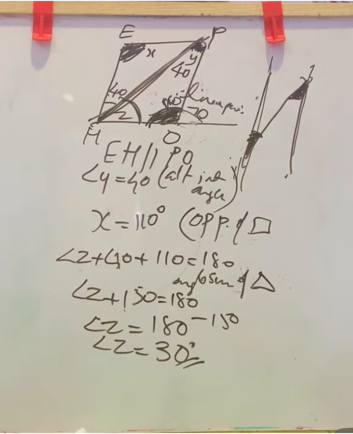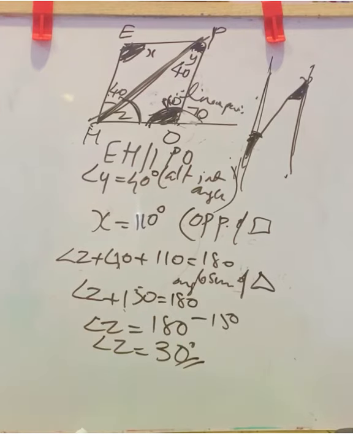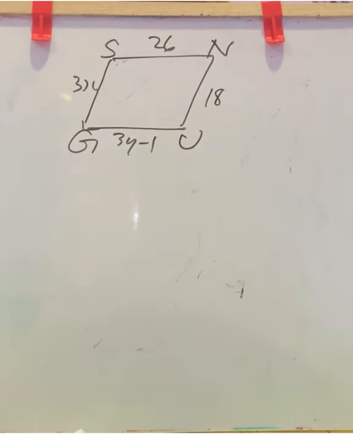So we got all three angles. X is 110 degrees, y is 40 degrees, z is 30 degrees. Next, the following figures, GUNS and RUNS. RUNS we will do later. They are parallelograms, that is, GUNS is a parallelogram. Find x and y. Lengths are in centimeters.